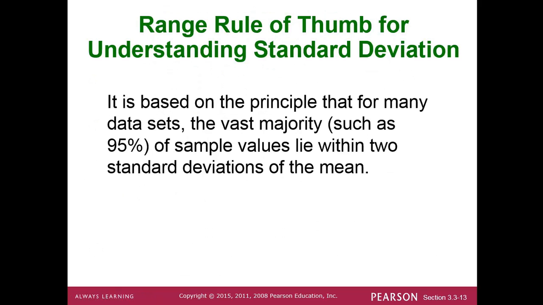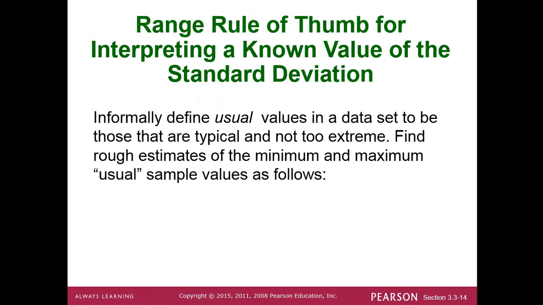The range rule of thumb is based on the principle that for most data sets, when we're dealing with normal distributions, the vast majority, meaning 95% of our data or more, are going to lie within two standard deviations of the mean. If you take the mean and you add the standard deviation twice and you subtract it twice, you will find a range in which most of your data, if not all of your data, will fit. So the data that fits in that range is considered to be usual values, and the scores that fall beyond those points are considered to be unusual.